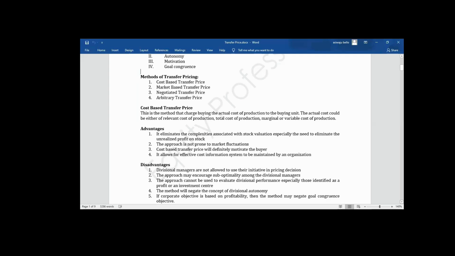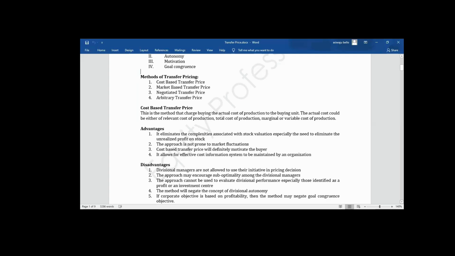For example, if Dangote Sugar has produced a bag of sugar for 5,000 naira, then one bag of sugar will be transferred to Dangote Bakery at the cost of production. What are the advantages of this? One, it eliminates complexity associated with stock valuation. If you transfer based on cost, that means you are not adding profit to it. So it removes complexity with stock valuation.